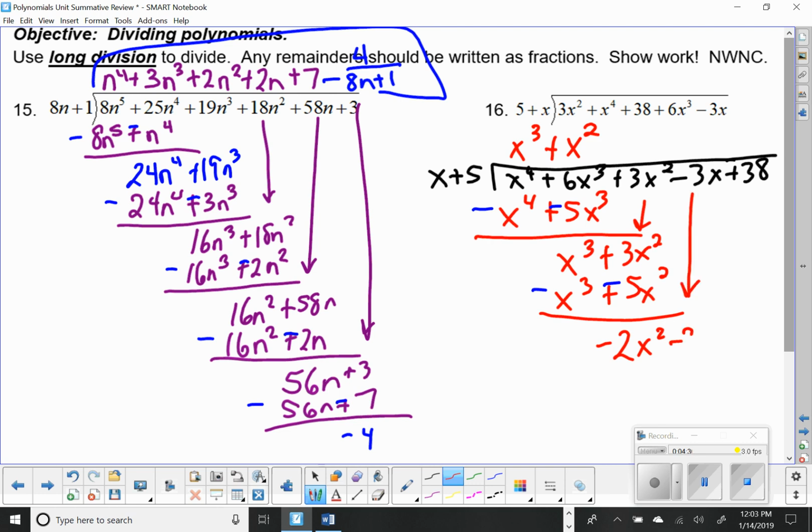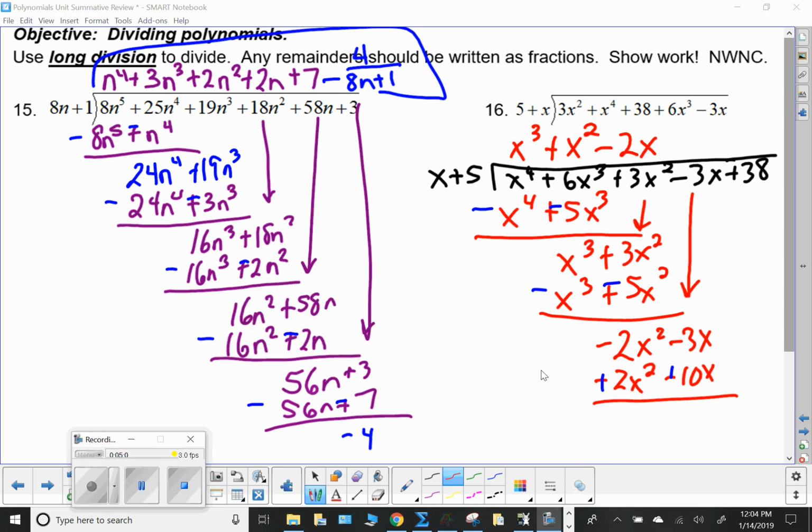Bringing down the minus 3x. X will go into negative 2x squared minus 2x times. Minus 2 times x is minus 2x squared minus 10x. Subtracting means changing all the signs. This cancels. Negative 3 plus 10 is 7x. Bring down the plus 38.